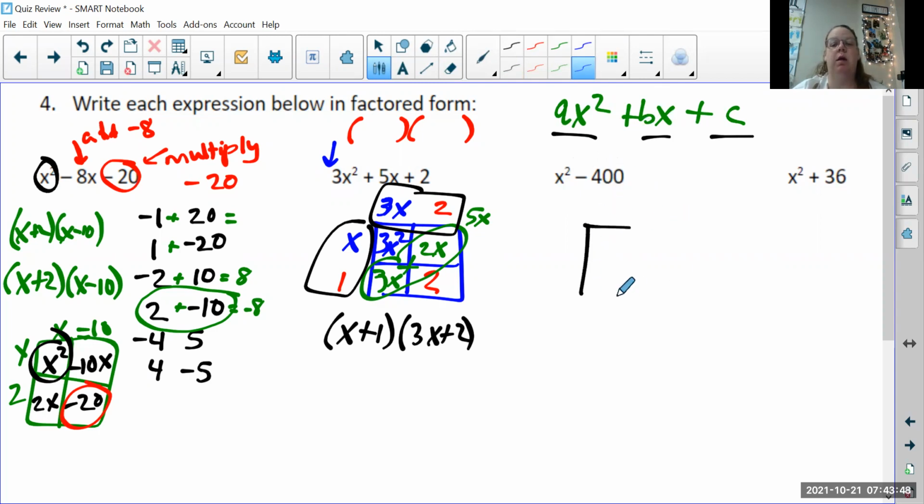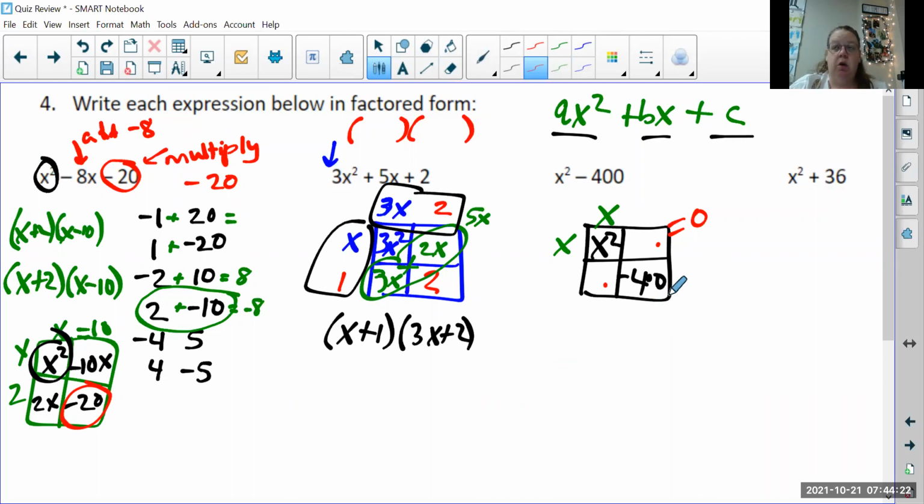But if you don't know what I'm talking about, then you can set up your box and put x squared here and negative 400 here. I know the only way to multiply to x squared is x times x, so I can go ahead and put that in. Now, these two need to add to 0 because there is no b value. So the only way that would work is that the numbers in those boxes, one has to be a positive and one has to be a negative of the same number, like negative 5x and 5x. That way when I add them up, they cancel each other out.